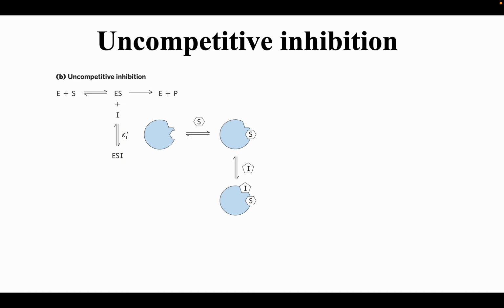And next we have uncompetitive inhibitor. So in case of uncompetitive, as you can see, the inhibitor is binding to the enzyme substrate complex. So whenever substrate binds to the enzyme, there will be some modification in the regulatory site which will lead to the binding of the inhibitor here.